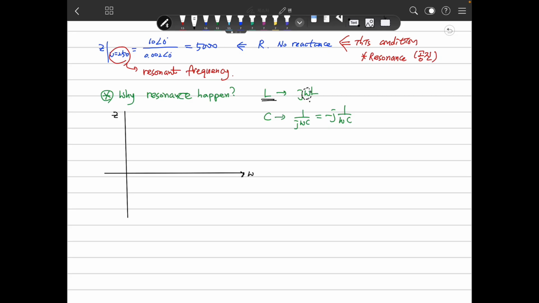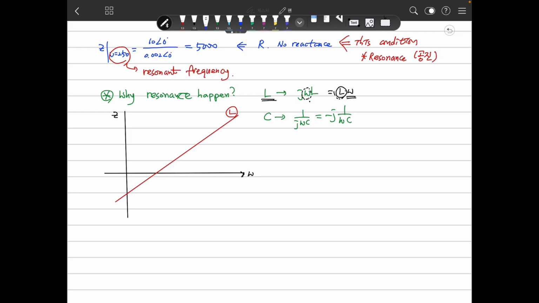In the case of the inductor, the slope is positive, because the magnitude is L times omega and omega is positive. So as omega increases, the impedance value increases. In the case of an inductor, the impedance increases in this manner. This is the inductor case.